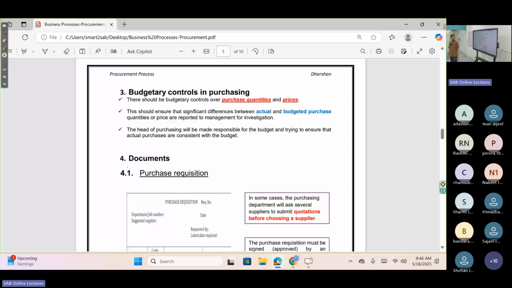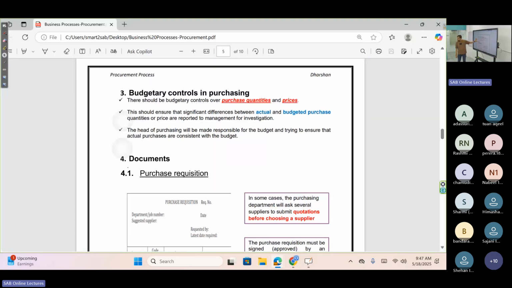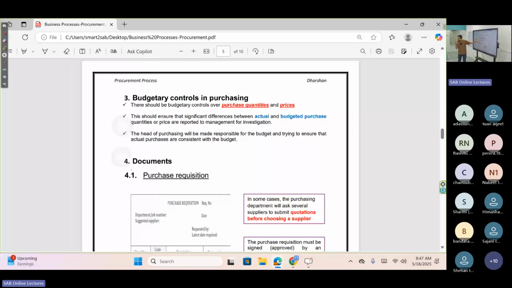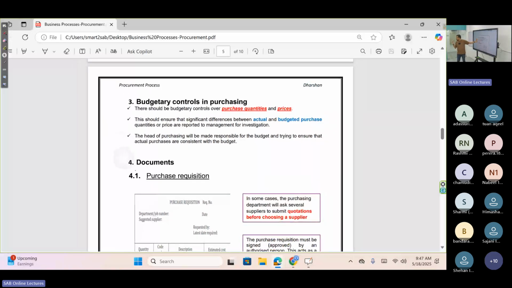The head of purchasing will be made responsible for the budget and for trying to ensure that actual purchases are consistent with the budget. This is the one I explained a short while ago. The actual purchases must be in line with budgeted figures. Then only they can control the cost.